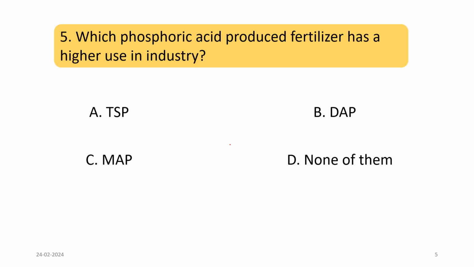Next question is, which phosphoric acid produced fertilizer has a higher use in industry? Basically the use of phosphoric acid is mainly to produce fertilizers. There are various types of fertilizers used, so which fertilizer is used mostly in the industry worldwide?